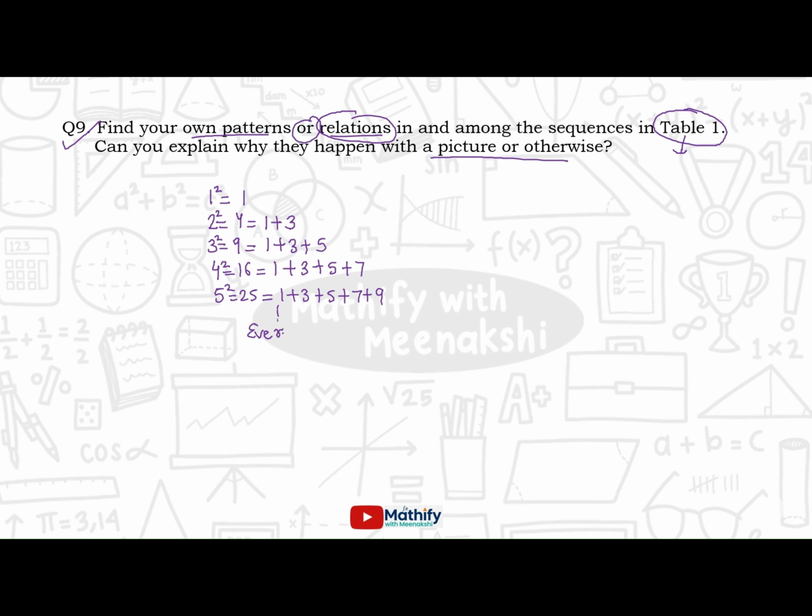So you can write that every square, and so on, every square in n square can be written as the sum of the first n odd consecutive numbers.